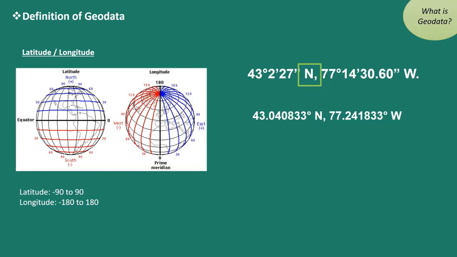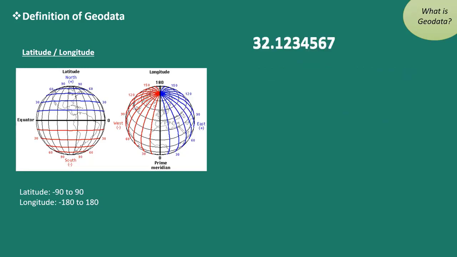In order to go from one system to the other, from the decimal system to the more descriptive one, we need to use a converter. There are many online, so we can find one and make a transformation. Just to give an example of how the different decimal degrees work, I have an example of a latitude, 32.12345.